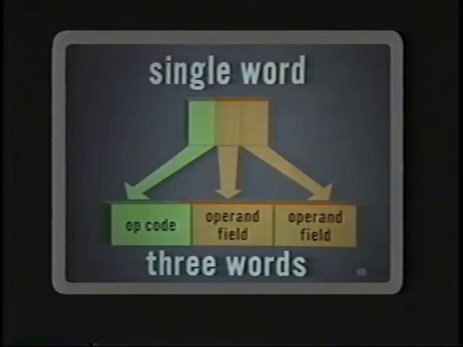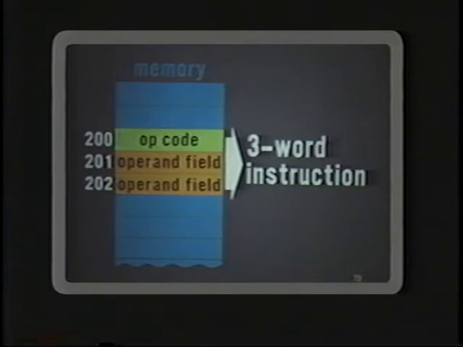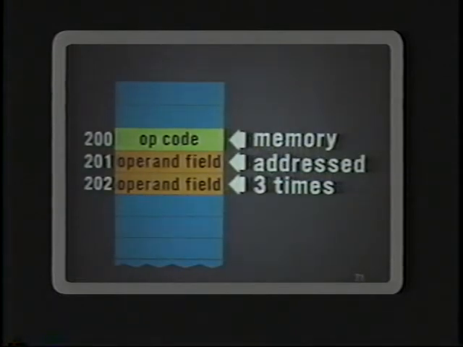If our instruction references 2 operands, then 3 separate words could be used. The first word for the opcode, the second and third words for the 2 operand fields. When this 3-word instruction is stored in memory, it's placed in consecutive memory locations. Notice that to retrieve the complete instruction, memory must be accessed 3 times, once for each word in the instruction. This is a major disadvantage of multiple word instructions.